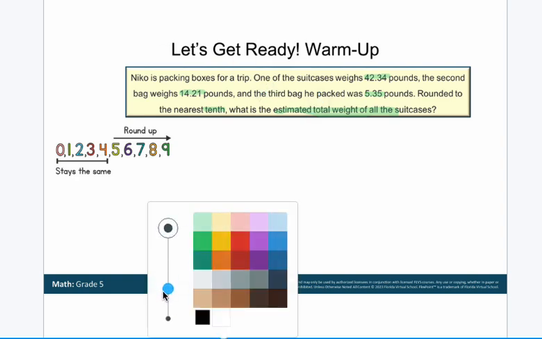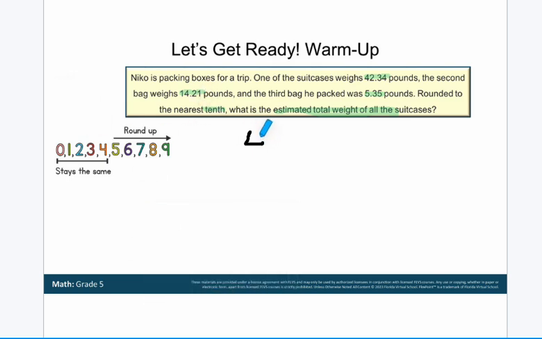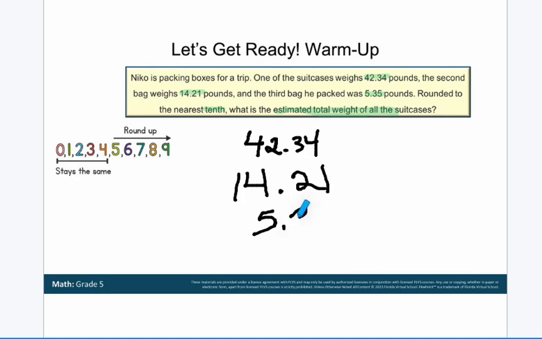So now I'm going to do a third read just to double check and make sure that was making sense. So I see it says Nico's packing boxes for the trip. One of the suitcases is this. Round to the nearest tenth. Okay, so what I'm going to do is take my numbers like 42 and 34 hundredths. I'm going to take 14 and 21 hundredths, and then I have 5 and 35 hundredths.